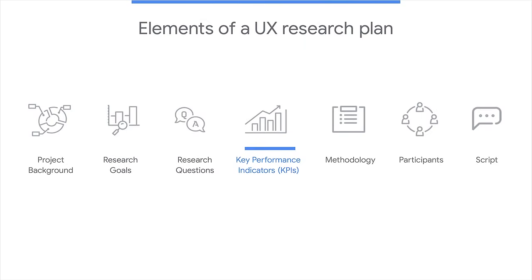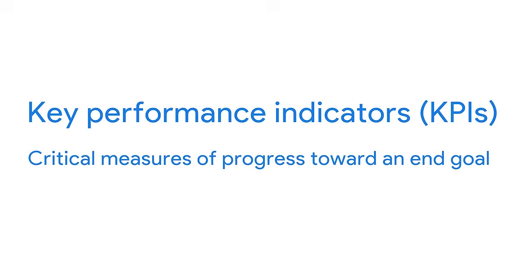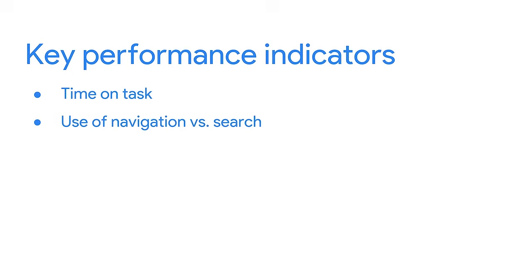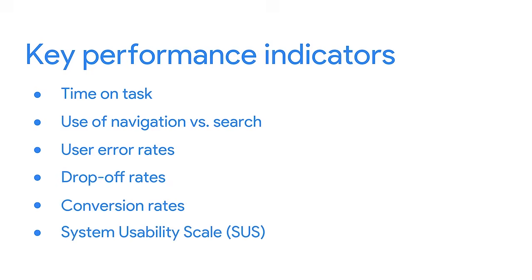Welcome to the world of key performance indicators, the fourth element in a research plan. When conducting research, you'll want to have a way to measure the effectiveness of your product or prototype. For this, we use key performance indicators, or KPIs. These are critical measures of progress toward an end goal. In this video, we'll check out 6 KPIs that can be useful in UX research studies: time on task, use of navigation versus search, user error rates, drop-off rates, conversion rates, and system usability scale, or SUS. You ready? Let's dig in.